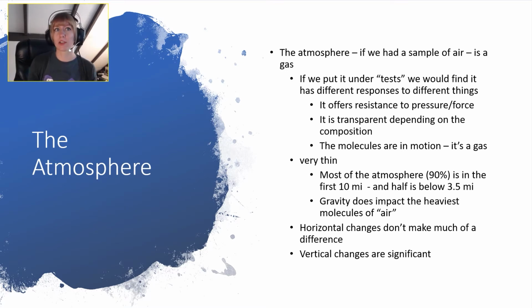Air is transparent in composition. The molecules are in motion. They're moving very quickly. They're not touching. It's a gas, okay? It's very thin. Most of the atmosphere, or 90% of the atmosphere, is in the first 10 miles, and half is below 3.5 miles, which is where we are.